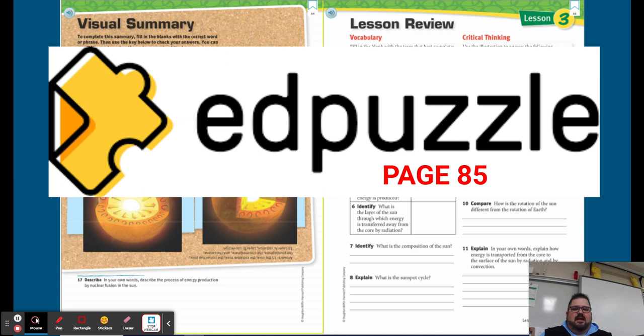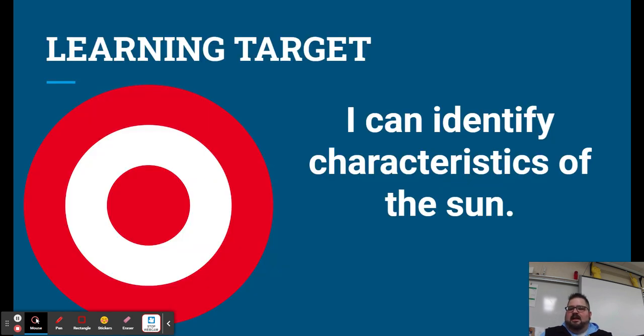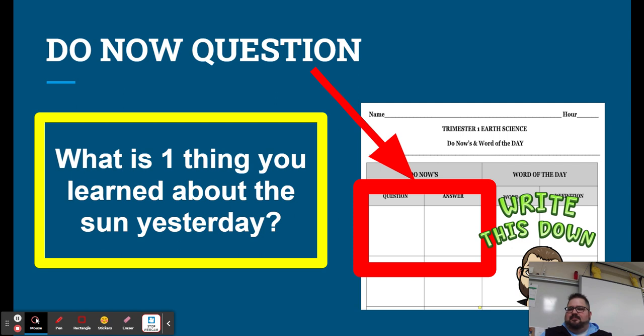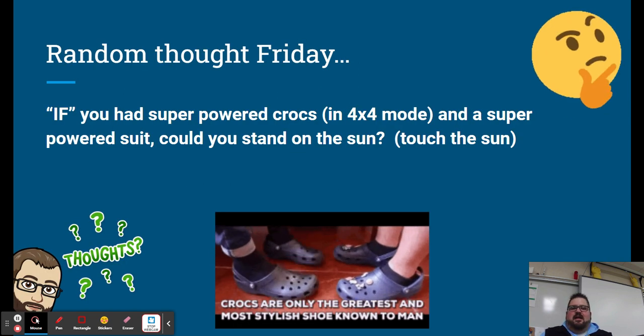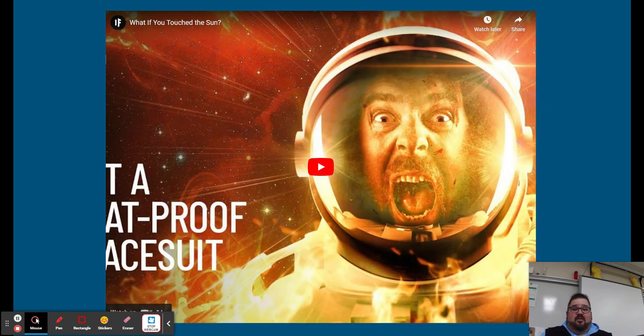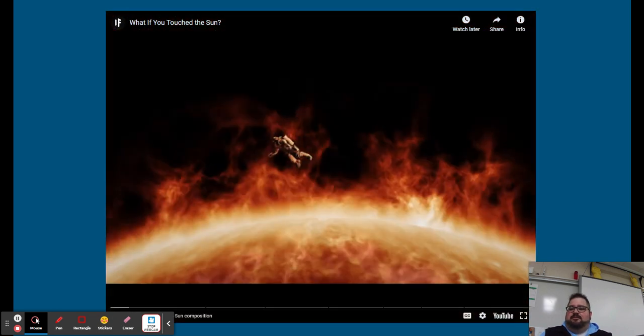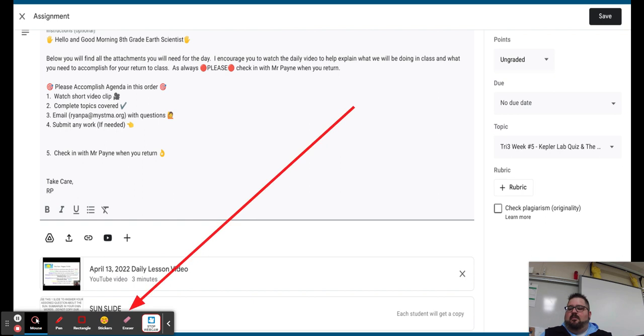First things first will be the Ed puzzle. Chromebooks down when you're finished, please, so that Mrs. Dayton can see when everybody's finished and we can move forward. I can identify the characteristics of the sun. We have a do now question: What is one thing that you learned about the sun yesterday? So we had talked about the sun. And then there will be a random thought Friday with a video that will follow that Mrs. Dayton will walk you through. Then we will pick up with the sun slide that we started.